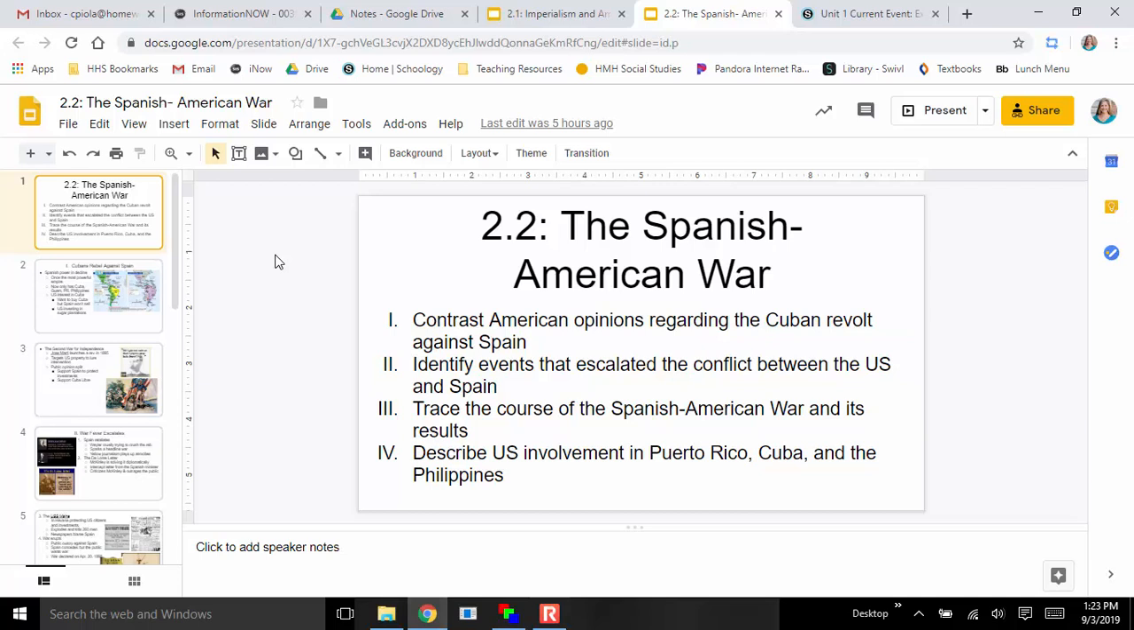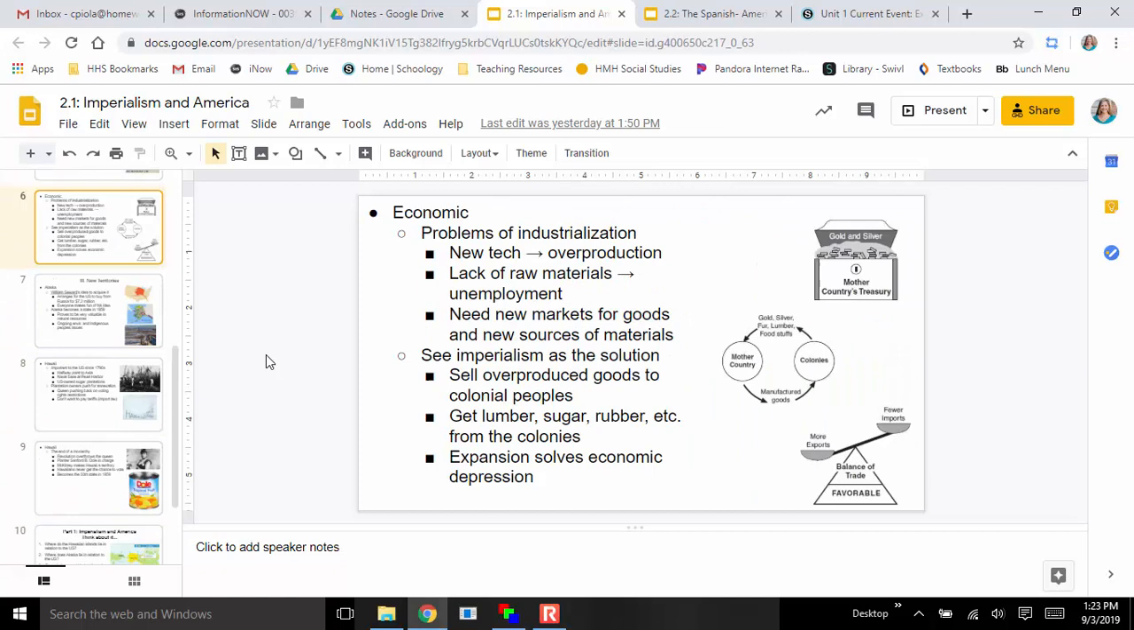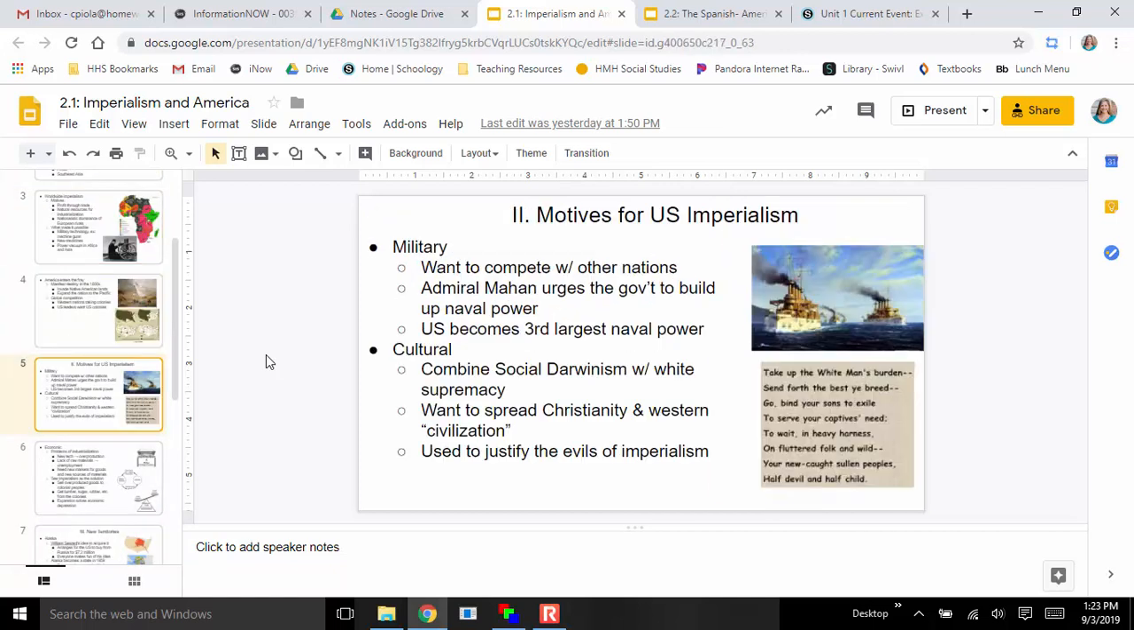and let's get started. So before we move on, we need to go back and briefly touch on part 1, which was imperialism and America, looking at those motives of imperialism. So on your notes review, it says, why did the United States seek to build an empire in the late 1800s, early 1900s? List and explain an economic, military, and cultural reason. So let's go back and look at those reasons.